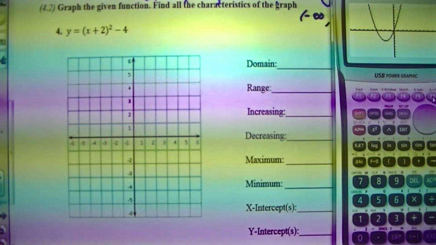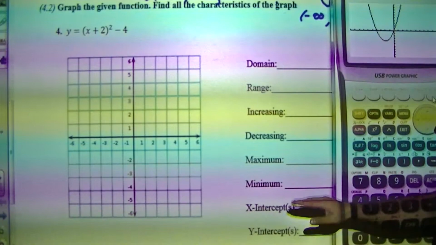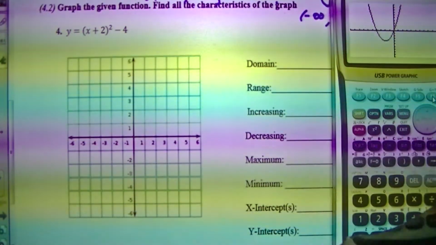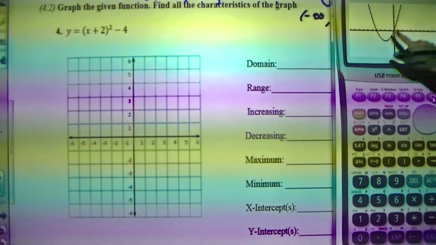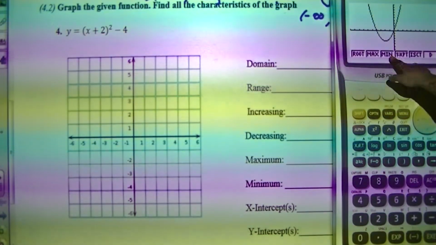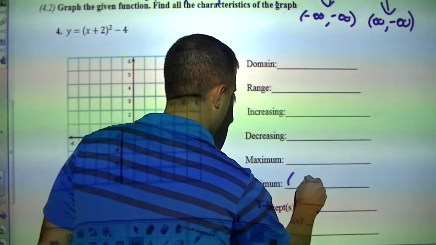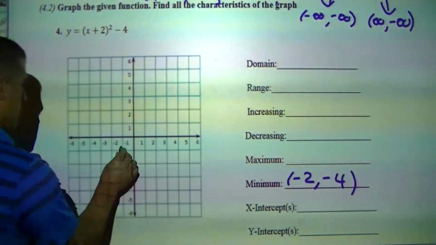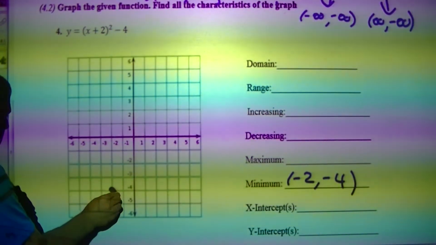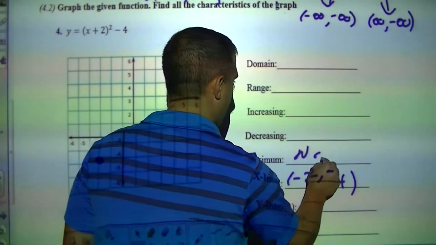Now, even though I'm not going to go in complete order here, I'm going to find some of these points. For instance, since it goes like this, I'm only going to have a minimum. So I'm going G-Solve, min. I've got negative 2, negative 4. So negative 2, negative 4. I'm also going to graph that point. I do not have a max.